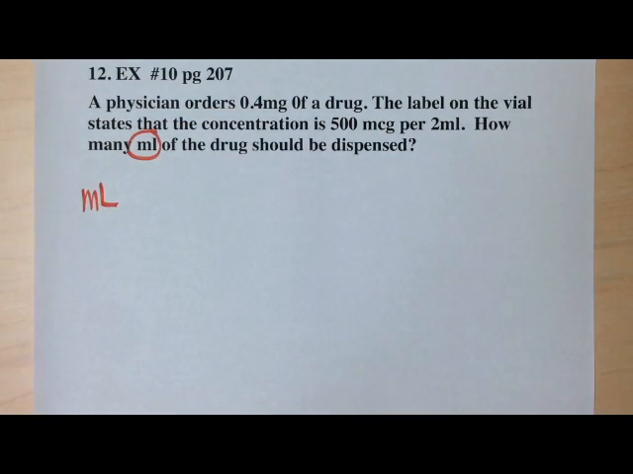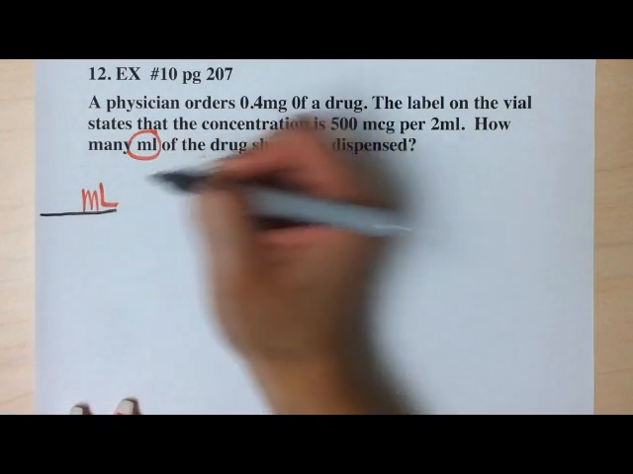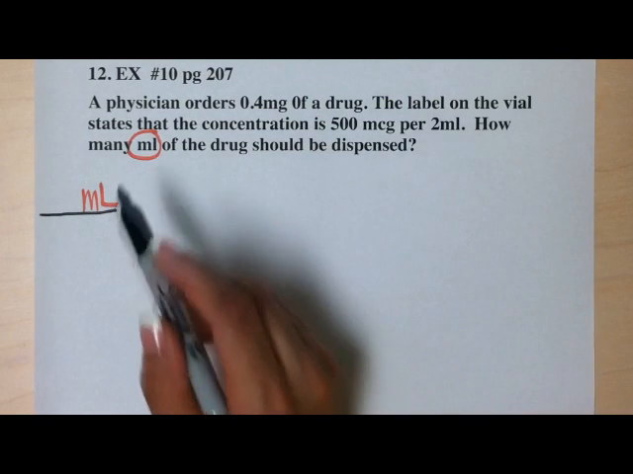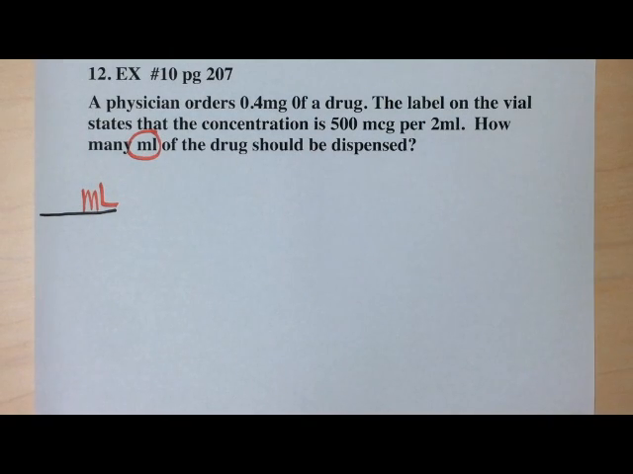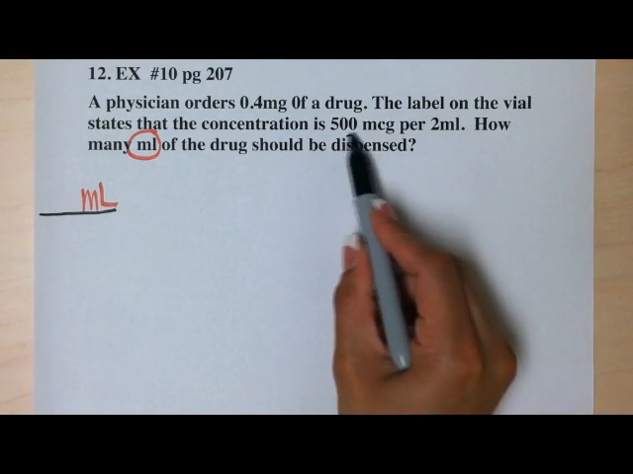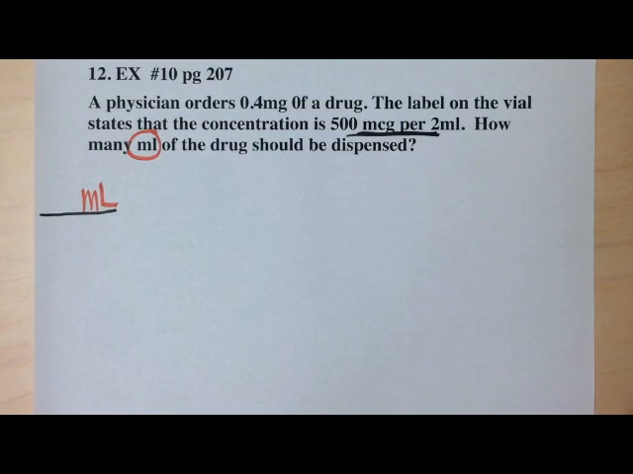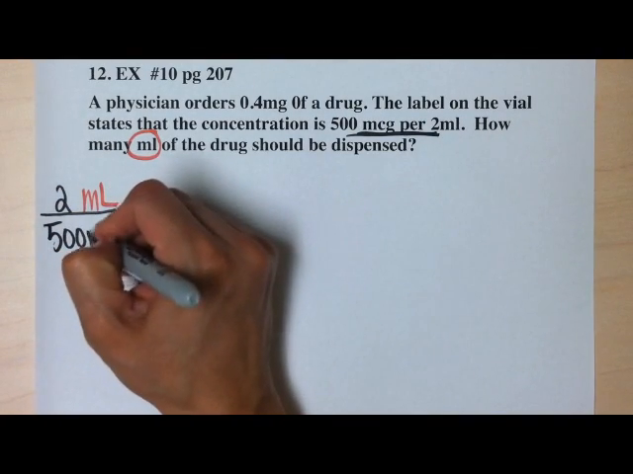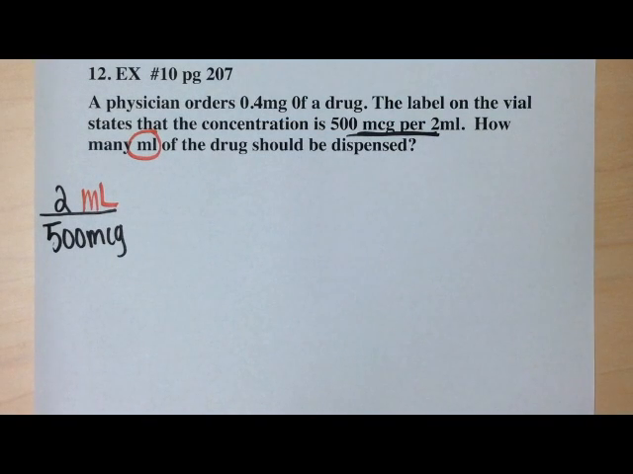So remember that we'll start our equation. And what's helpful is that anytime you're doing a parenteral dosing, you are drawing some amount of volume. So you automatically know that you are going to need to calculate for the number of milliliters that you're drawing from that vial. So we will start with the concentration of what's in that vial with mLs on top. In this case, 2 mLs has 500 micrograms of drug present.